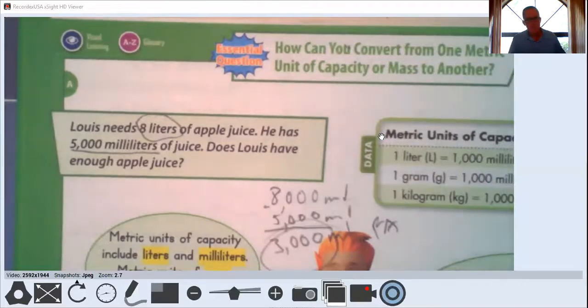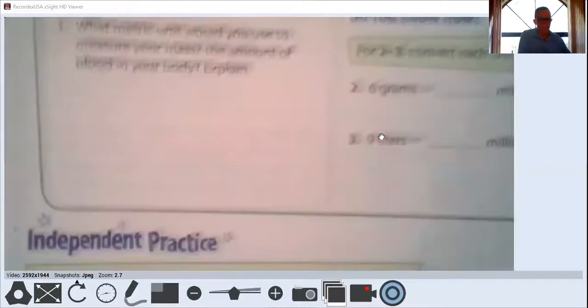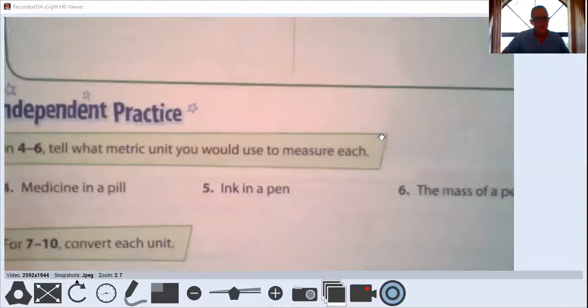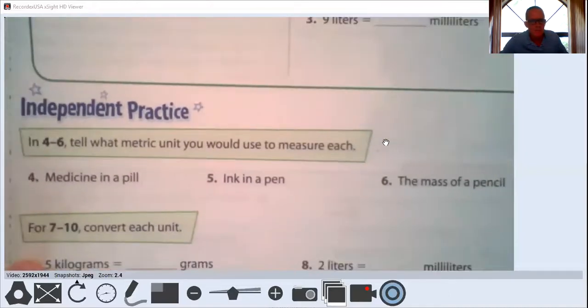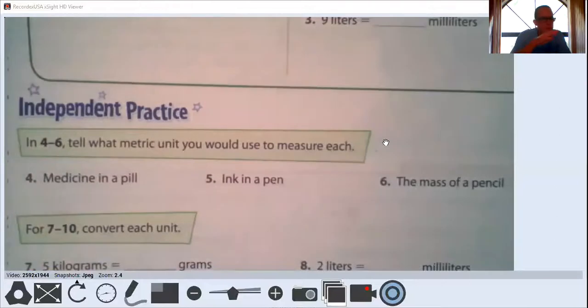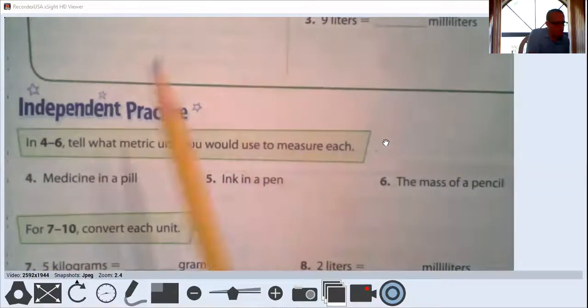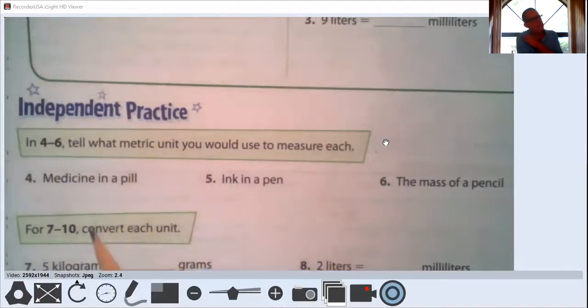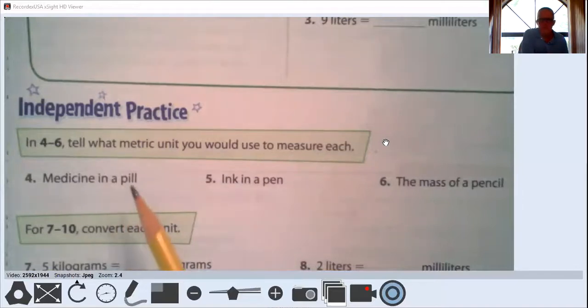Okay, let's take a look at a couple more questions here that some of you guys already knocked out of the ballpark. Okay, so I love this right here. Tell me what metric unit you would use to measure each. Medicine in a pill. Now, medicine in a pill, I know most pills are solid. They're not liquid, and I know a pill is usually very, very small.